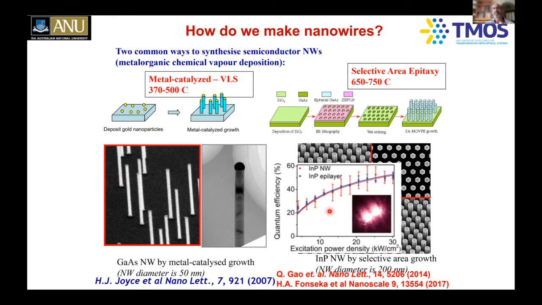You can get excellent performing indium phosphide nanowires. They're very good for making lasers and solar cells and other things, which I will come back to. That is not always the case for every semiconductor.